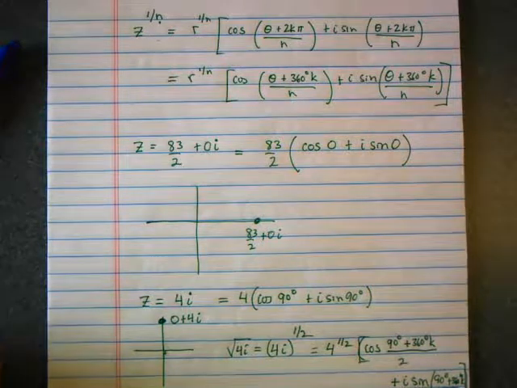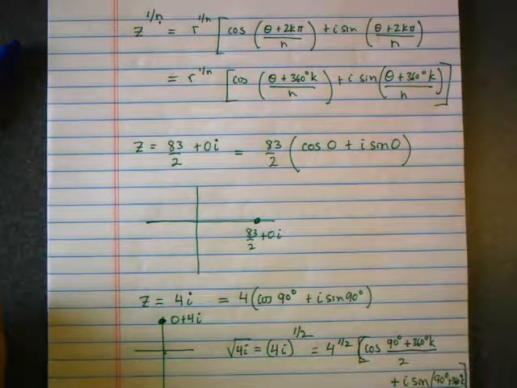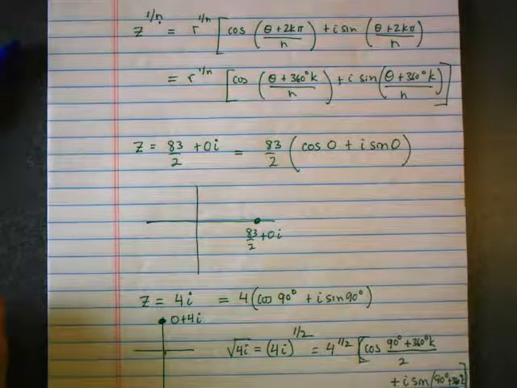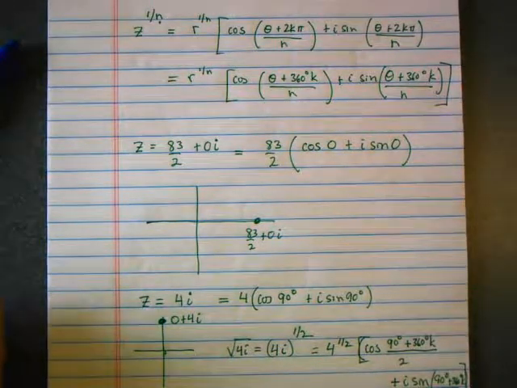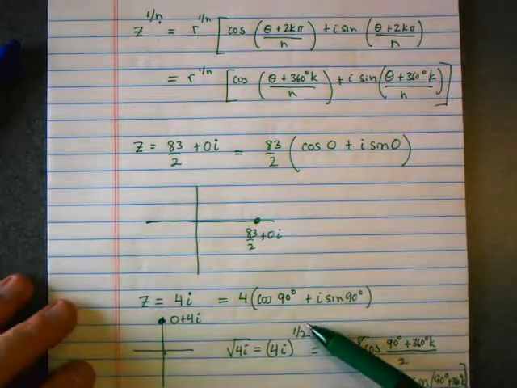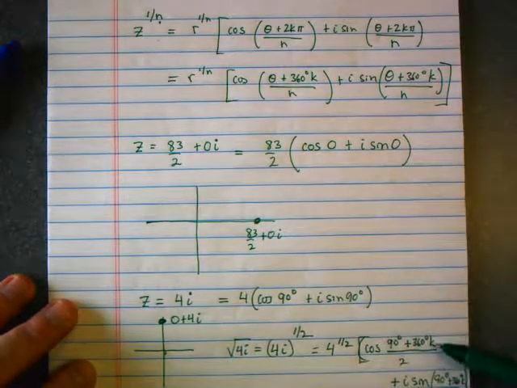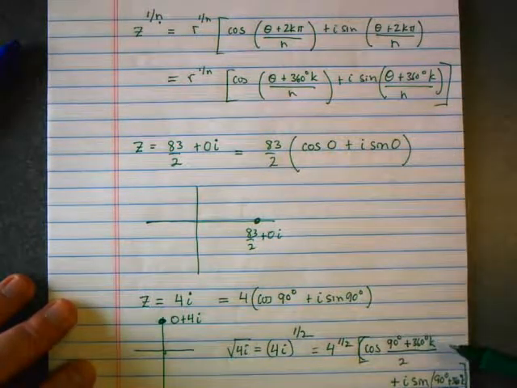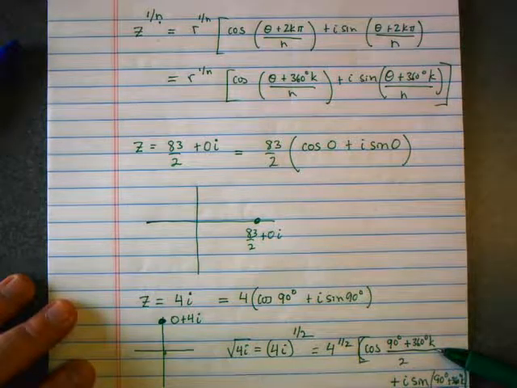Well, if I'm doing square roots, how many answers should I get? 2. Like, what's the square root of 9? Plus or minus 3, there are 2 answers. So if I'm doing square roots here, I should get 2 answers. So since I'm dealing with n equals 2, I'm going to plug in k equals 0, k equals 1, and that'll give me 2 answers.